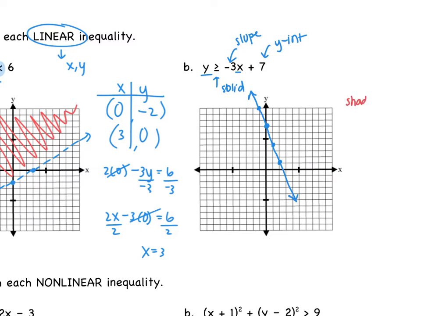To figure out our shading, we are going to pick a point that is not on the line. So again, you cannot pick a point that is on the line. In this case, I'm going to pick 0, 0 again. So that means 0 goes in for x and 0 goes in for y. So I get 0 is greater than or equal to -3 times 0 plus 7. So 0 is greater than or equal to 0 plus 7. True or false? False. So we do not shade on the side with 0, 0. We shade on the other side of the line.